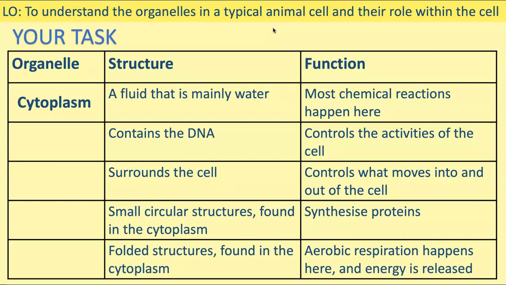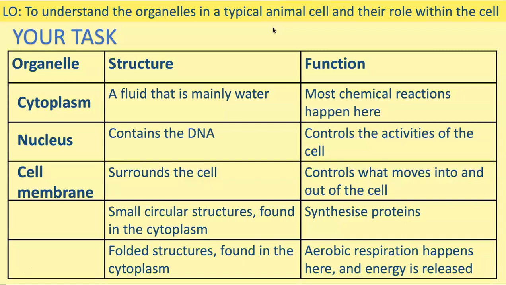The second organelle we have contains the DNA, and it controls the activities of the cell. So we know that that is the nucleus. The third one surrounds the cell and controls what moves into and out of the cell. So we know that must be the cell membrane.